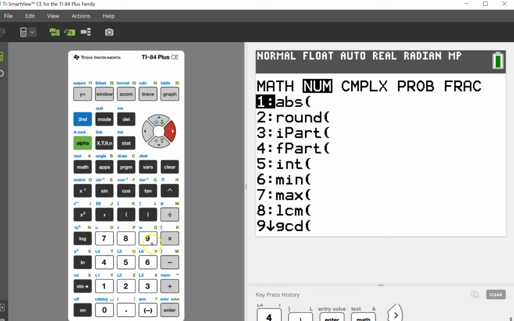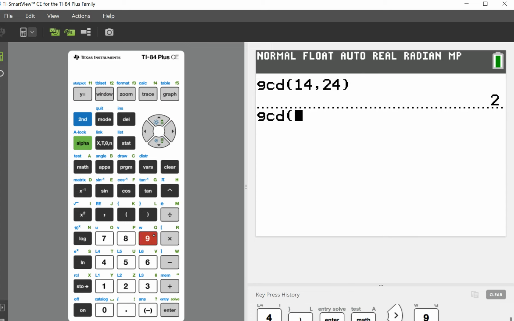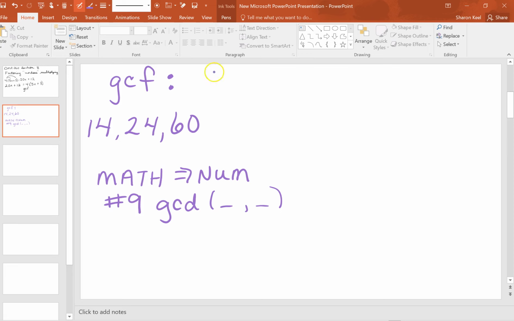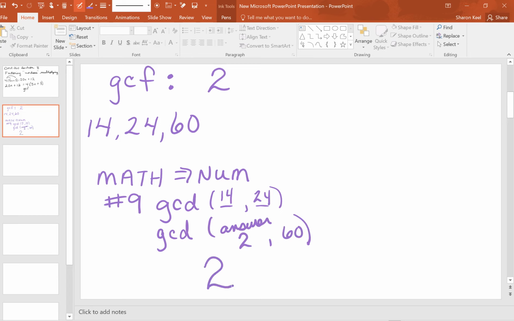Math, arrow right, choose number 9. Now I'm going to take the answer I just got, and then my last number was 60. So my greatest common factor of the first two numbers, the 14 and the 24, is a 2. I did the same steps again. I used the answer for those, which was the 2, and then the 60, and they gave me as my final solution a 2. So anytime you have whole numbers, you may use this process to get your greatest common factor.